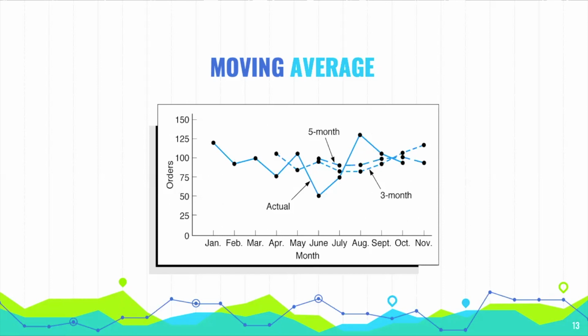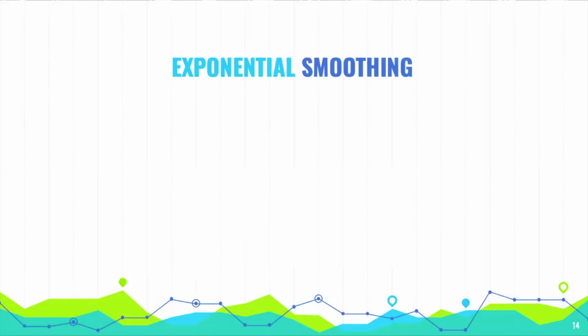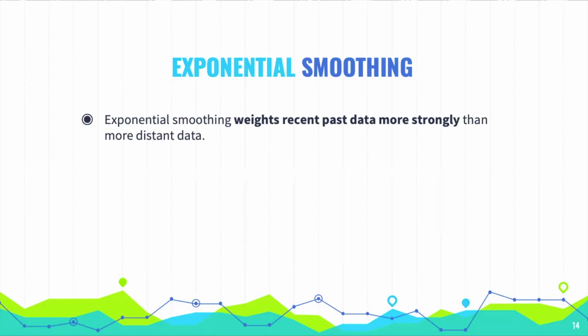Now, we need to use a more statistical accurate technique to use time series method. That is what we call the exponential smoothing. Exponential smoothing weights recent past data more strongly than more distant data. So mas maganda to kasi meron siyang statistics involved.